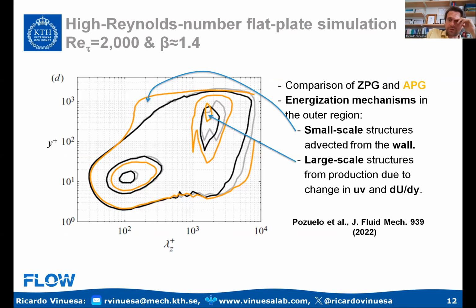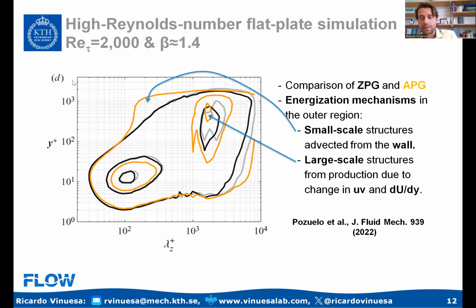Something that we're also quite interested in is the spectra, so really being able to understand the energetic distribution across scales. This is work by Ramon Pozuelo, which we published in JFM a couple of years ago. This is now a flat plate boundary layer with a constant beta of 1.4, but a much higher Reynolds number, a Re tau of 2000. So this is actually already a quite pronounced scale separation, which allows us to really pinpoint and assess flow history effects.